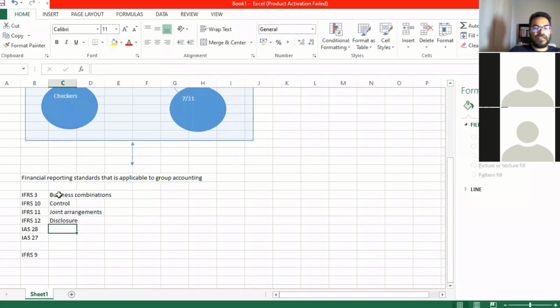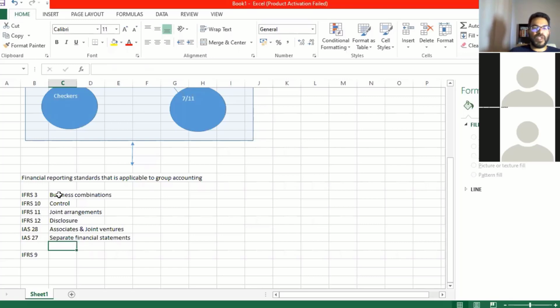IAS 28 deals with associates and joint ventures. And then IAS 27 deals with separate financial statements. What is separate financial statements? Separate financial statements is how you treat an investment that the parent made.